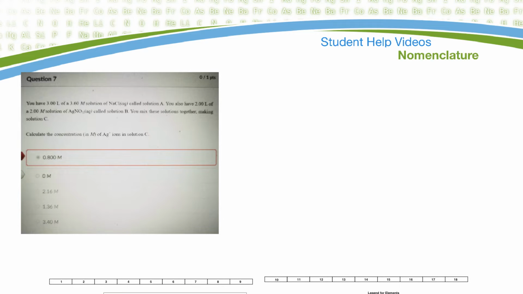Oh, here's a couple of good dilution and understanding concentration questions. So I have a volume of 3 liters, concentration of 3.6, and that's of sodium chloride. And that's in solution A.